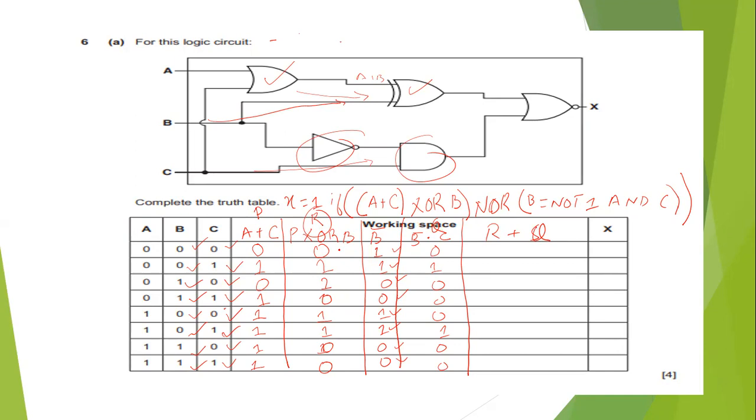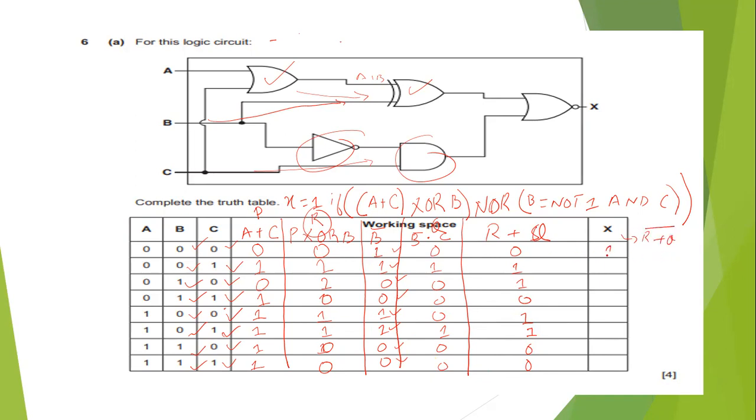Now this is an OR gate, so 0 plus 0, output 0. 1 plus 1, output 1. 1 plus 0, output 1. 0 plus 0, output 0. 1 plus 0, output 1. 1 plus 1, output 1. 0 plus 0, output 0. 0 plus 0, output 0. Okay. Now R plus Q, you can invert. X would be the final column. Here you can write R plus Q, R plus Q bar.